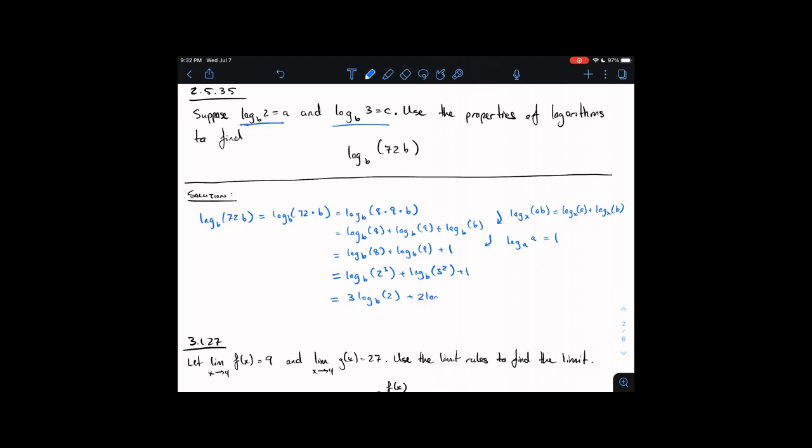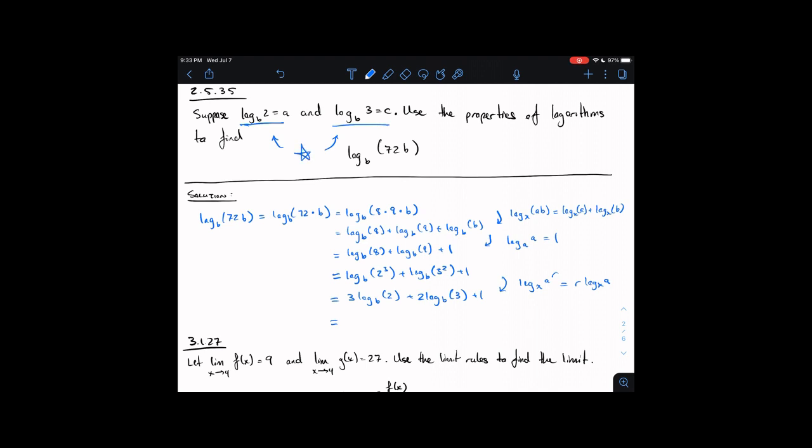So this is 2 log base b 3 plus 1. This property is log base x of a to the r equals r log base x a. Lastly, I'm going to use this fact here. Let's call these things here star.